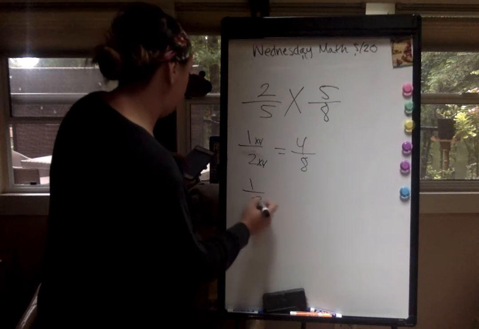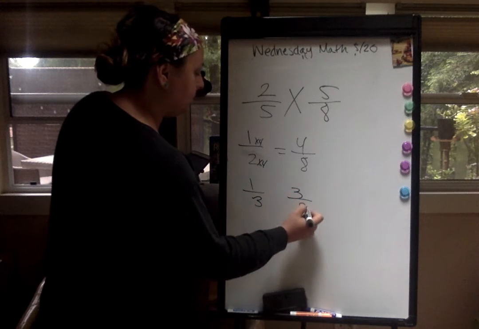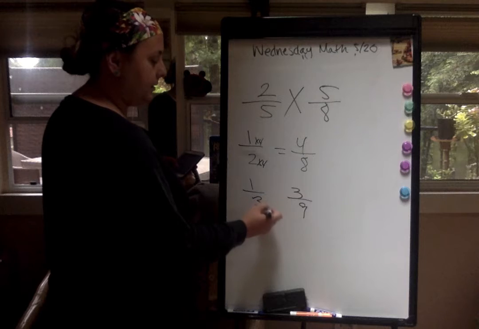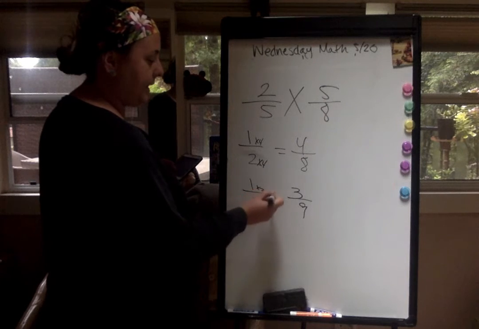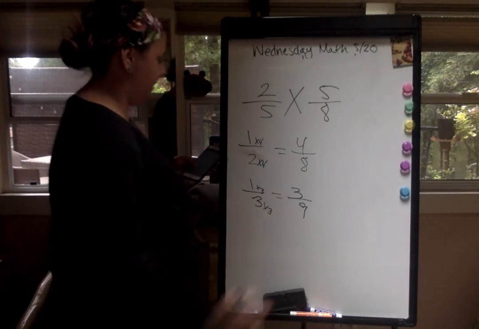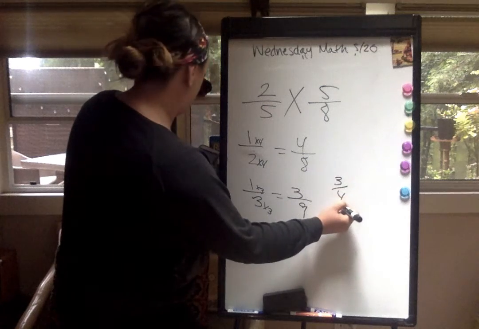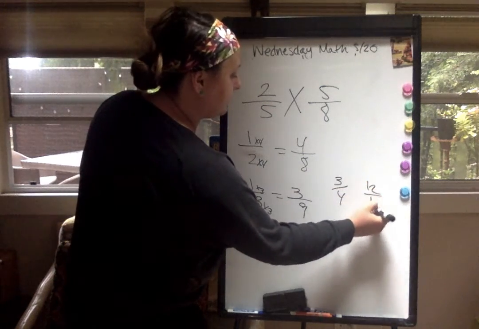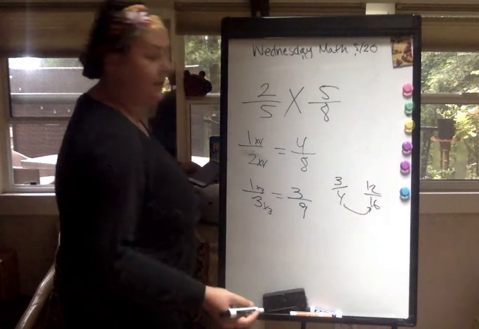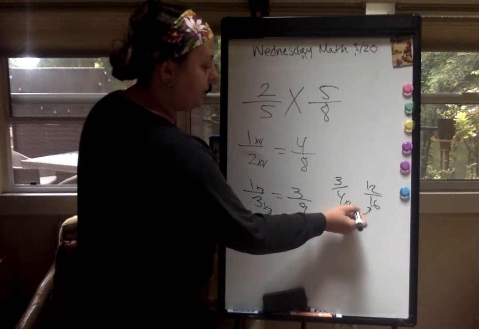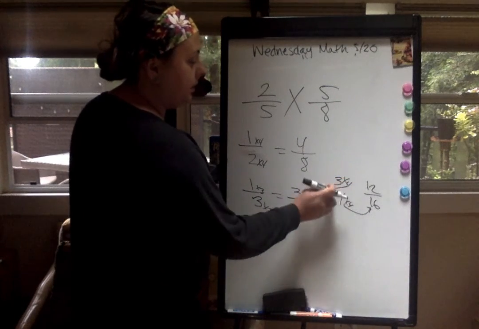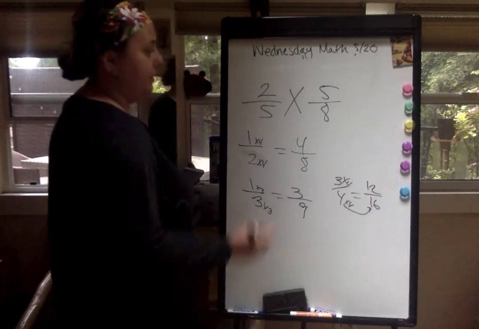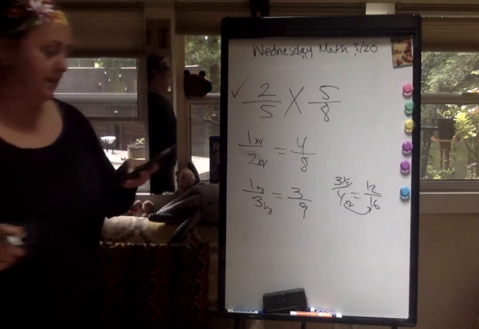Same thing with 1/3 and 3/9. How do I get from here to here? Times it by 3. Times it by 3. They're equal. Same thing with 3/4 and 12/16. How do I make a 4 into a 16? Well, I times it by 4. And whatever I do to the bottom, I do to the top. 3 times 4 is 12, so these are equal. So this one is the one that is not equal.